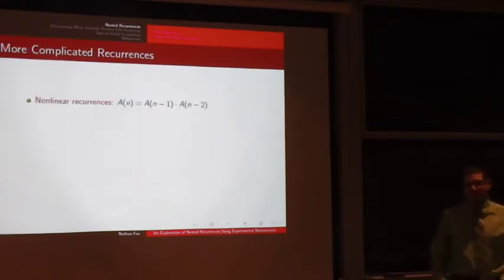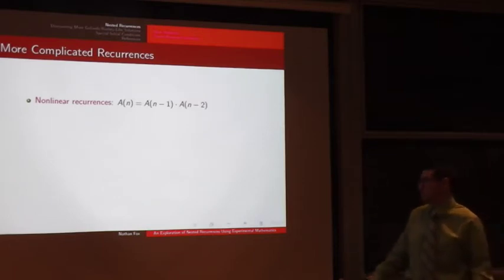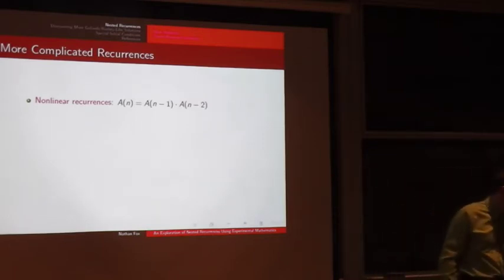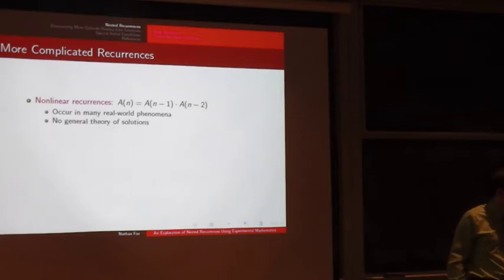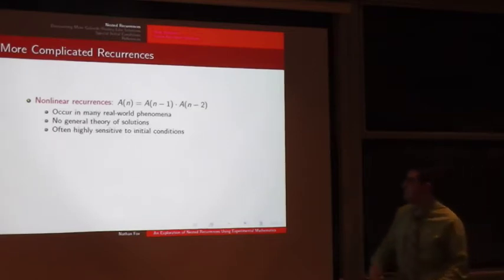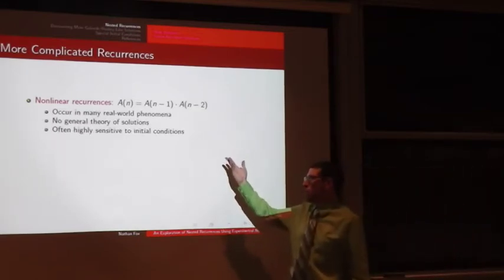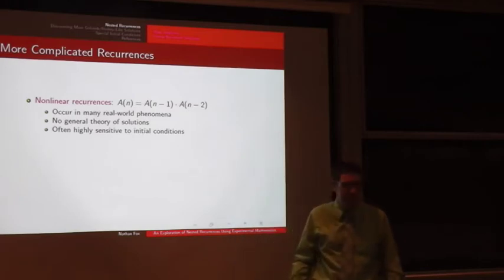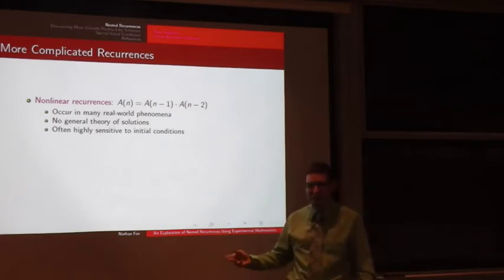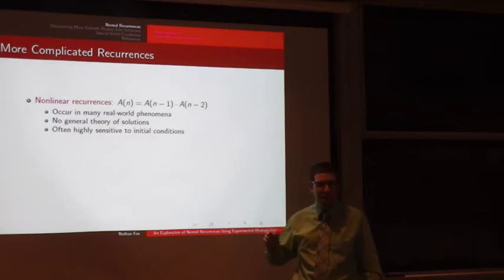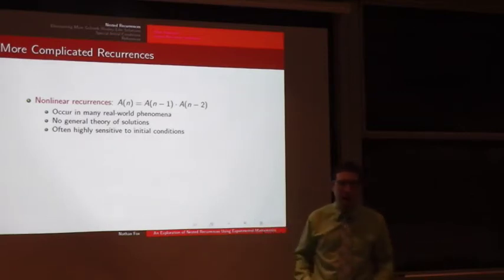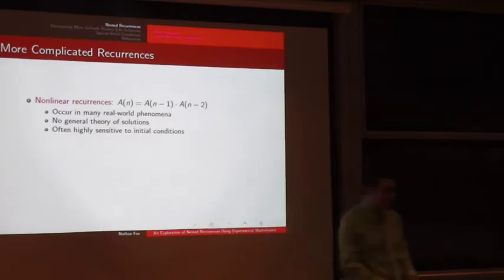More complicated, you can of course have nonlinear recurrences. This is nonlinear because we're multiplying two of the terms together. These come up a lot, and there's no general way of solving them, and they're often highly sensitive to initial conditions. If you've heard of chaos theory, that just means small changes to the initial conditions cause wide differences in the eventual behavior.